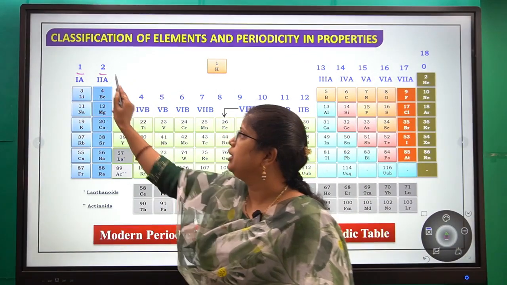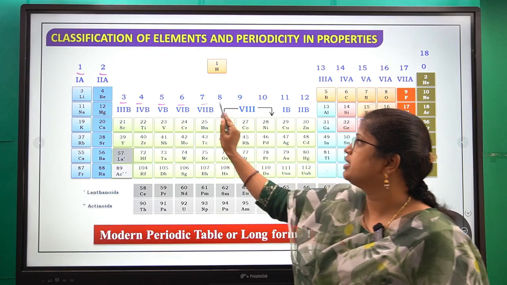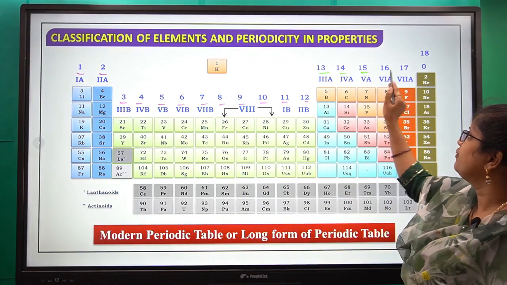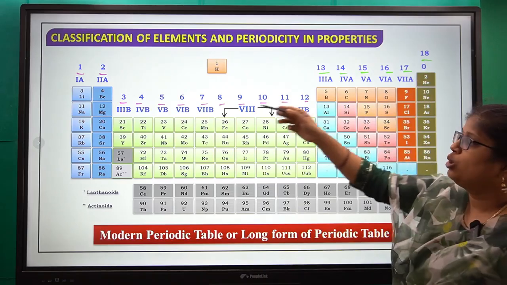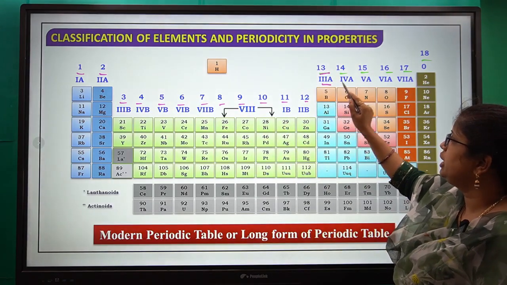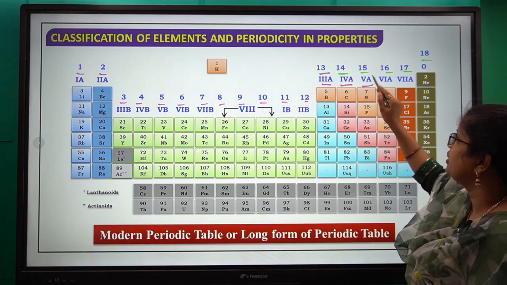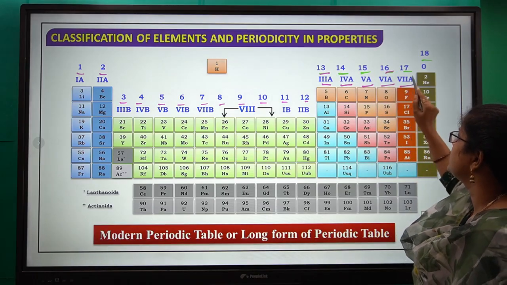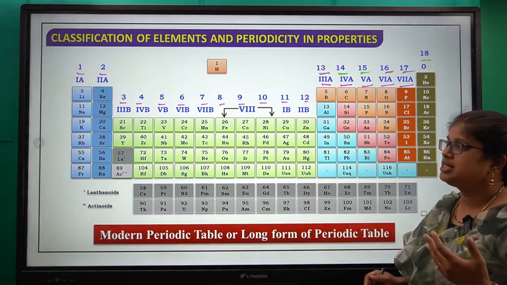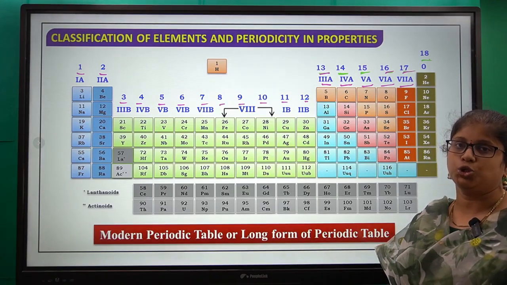Now 1, 2, 3, 4, 5, 6, 7, 8, 9, 10, 11, 12. Again it starts from 13, 14, 15, 16, 17, 18. So 1A, 2A is equal to 1, 2. 3rd A is equal to 13, 4th A will be equal to 14, 5th A 15, 6th A 16, 7th A 17. Okay, 0 group is equal to 18. So now this is easy to remember the group numbers.